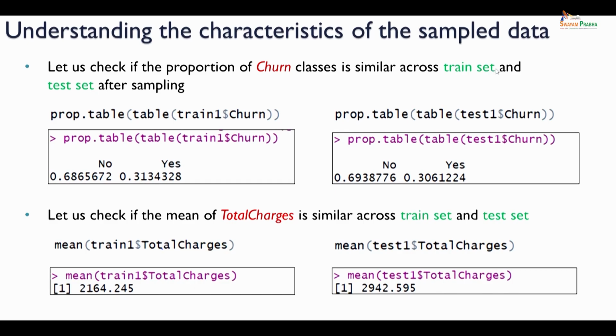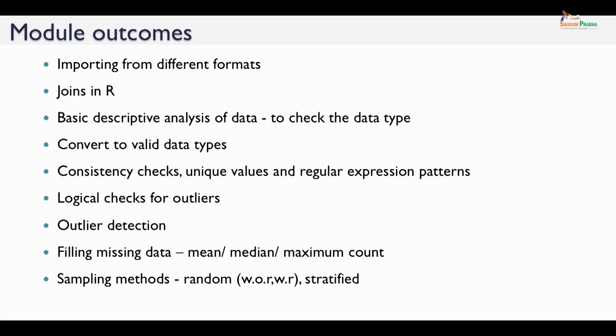What are all the module outcomes? In the data preparation module, we have seen how to import the data from different formats. We have also joined those 3 data frames into one single data frame as churn using R, and we have looked at the basic descriptive statistics of the data, checking whether all the variables have the respective data type or not, and we have converted them to valid data types if they were not. We have done some consistency checks, whether the values are unique and whether they follow any regular expression patterns or not.